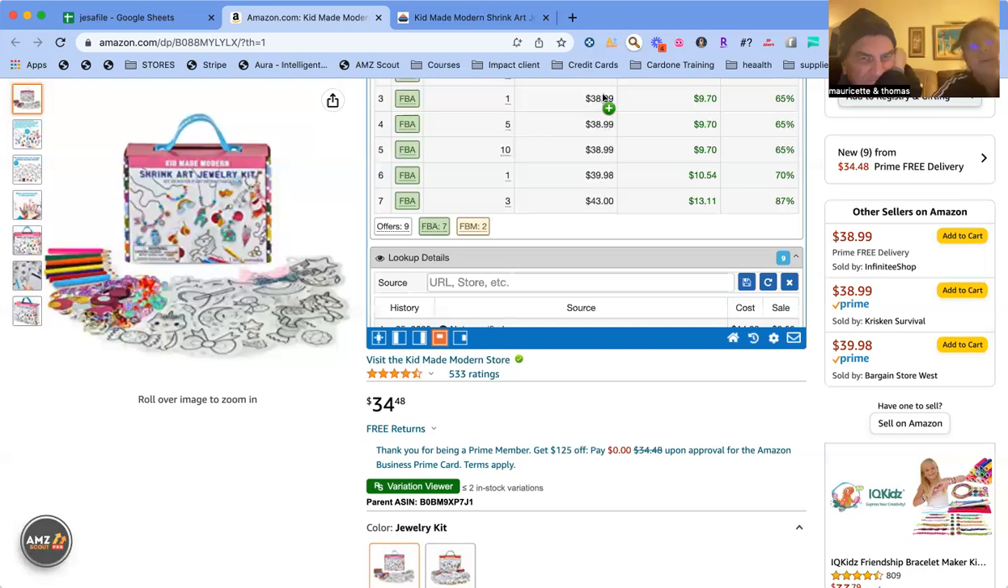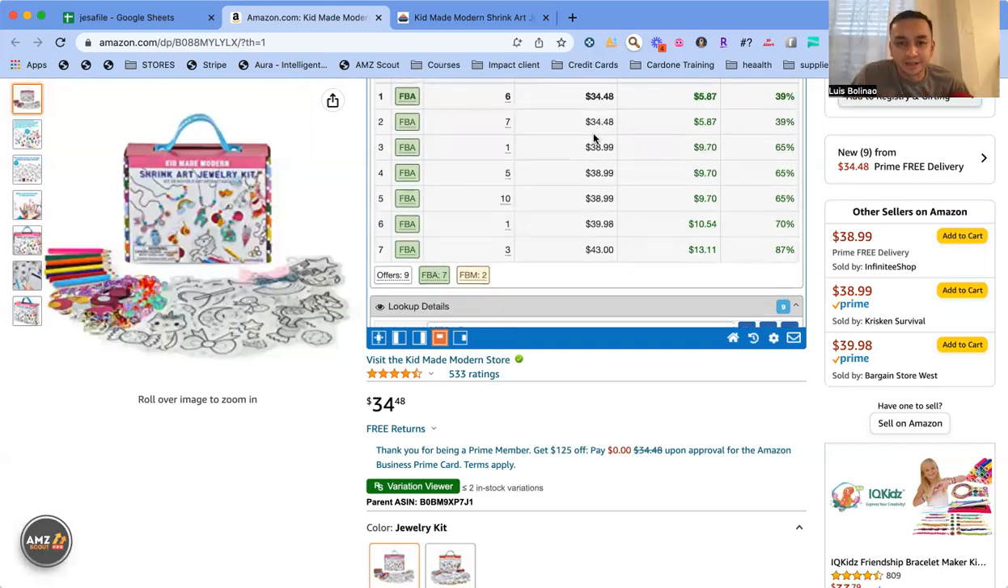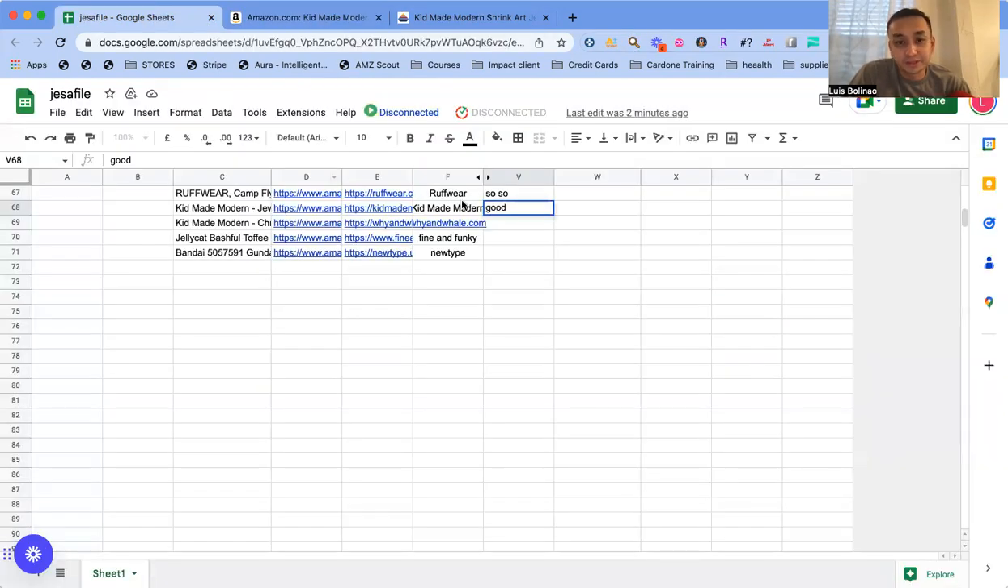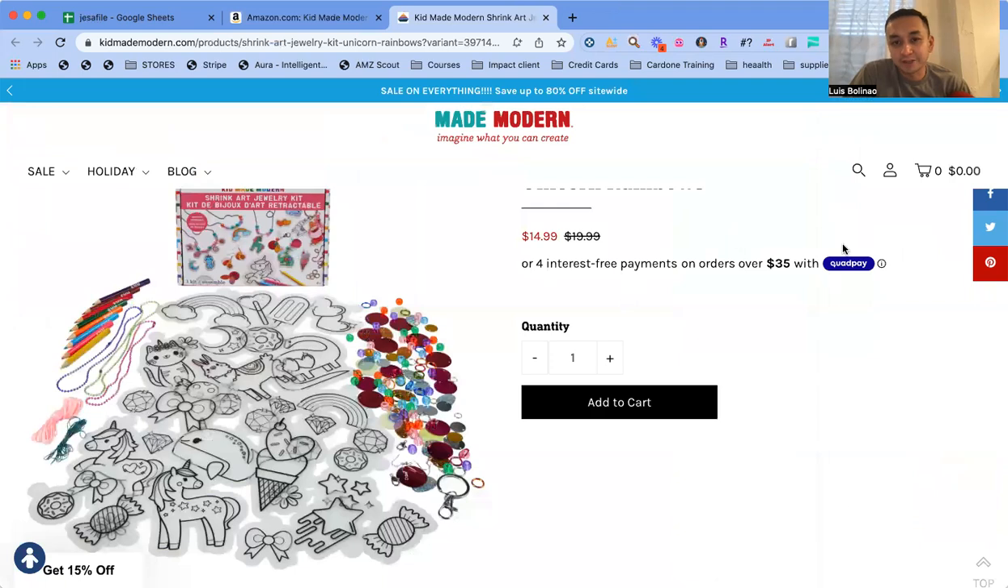One's got the 10 though, quite a bit, but it still rotates, right? It's not going to stay stuck on him until all 10 are sold. At this price, these two are sharing the buy box. When they sell out, I want to say these four are going to share the buy box. Sharing the buy box means it's the best price. So yeah, this one's good. If you guys want to sell this, you can.